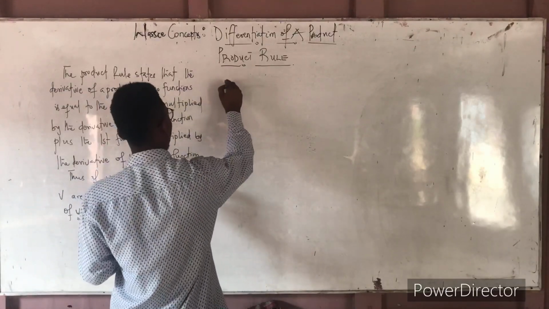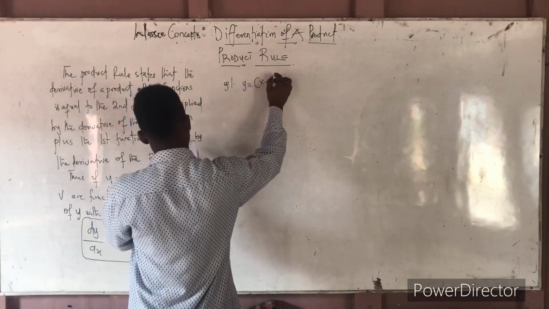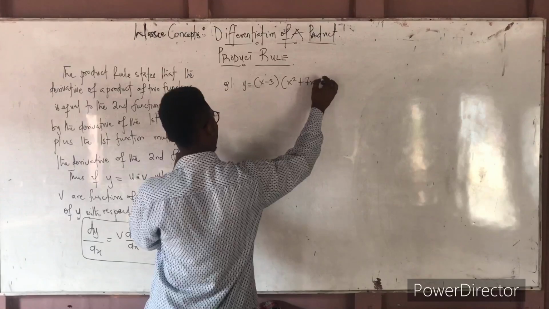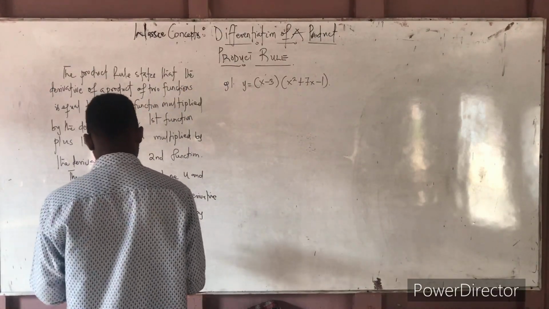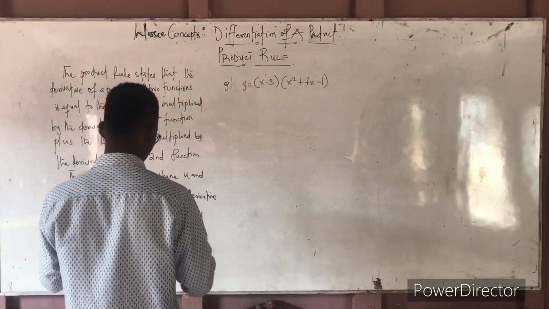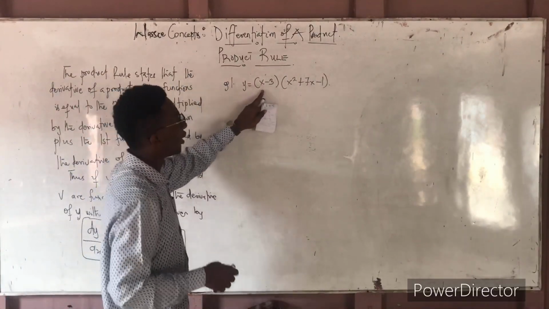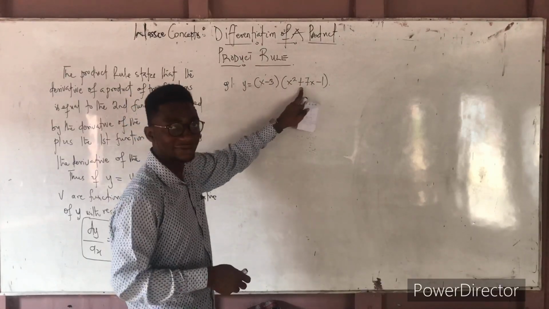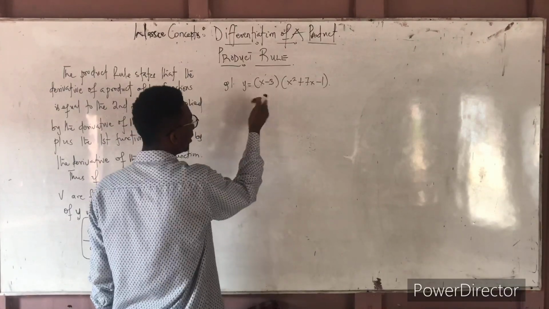The first example says y is equal to x minus 3 multiplying x squared plus 7x minus 1. Okay, so this is the function. Now realize that these are two functions together. x minus 3 is multiplying another function, x squared plus 7x minus 1. So this is two functions together. How do you find the derivative of them?